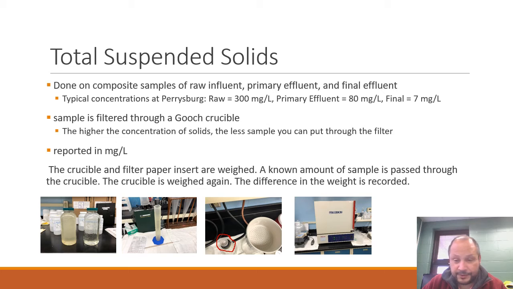Depending on the concentration of the solid material, that's going to affect how much you can pass through the filter. I know, say, typically for our raw influent, we're lucky to get 25 to 50 milliliters through that filter. Primary effluent, usually we can get 100 milliliters through the filter. Our final effluent, anywhere between 250 and 500 milliliters through the filter. As the filter collects solids, it starts to blind off, and you don't want to put so much sample through it that you can't get all the water to pass through the filter.